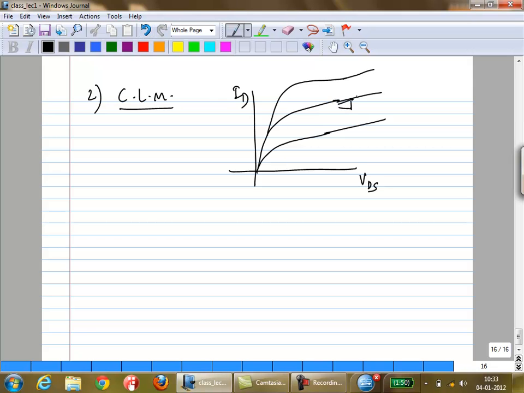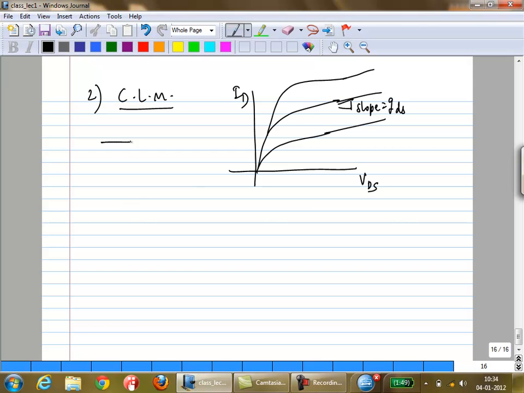What happens if you take the slope of the current versus voltage curve here? What does it give you? So this is your channel length modulation. In other words, it actually gives you your GDS or G out, right? You would have studied it as lambda, you would have studied it as GDS and so on. But fundamentally the reason is because of an effect called channel length modulation. Okay?